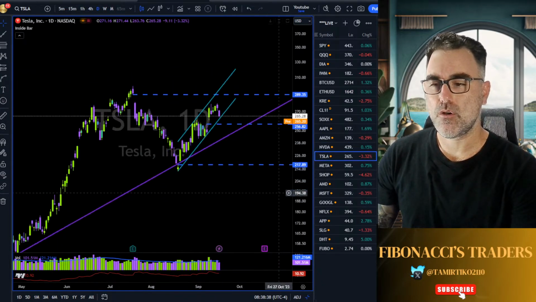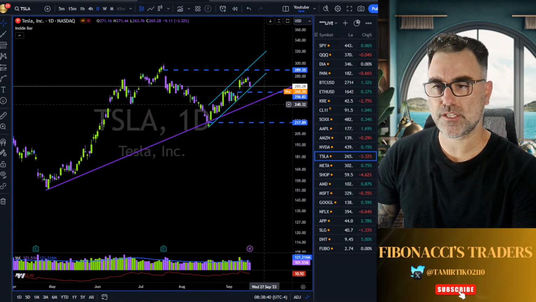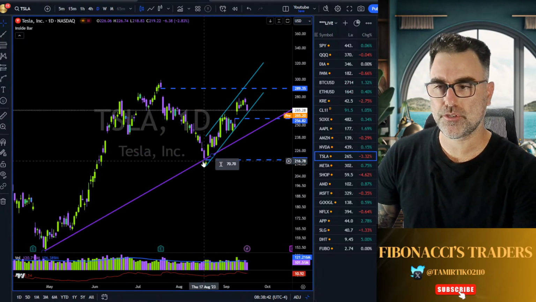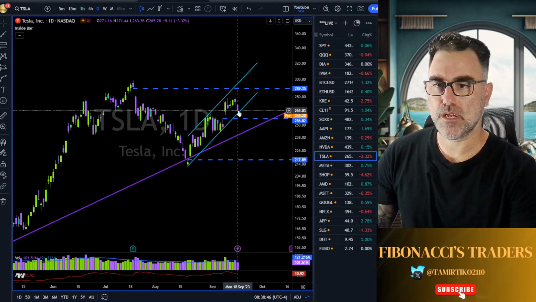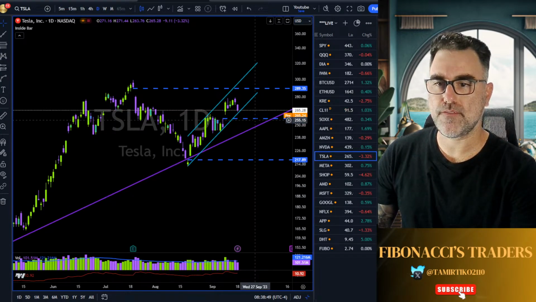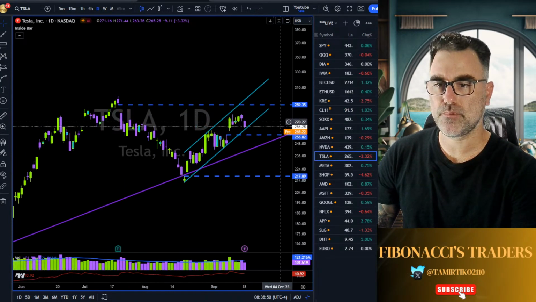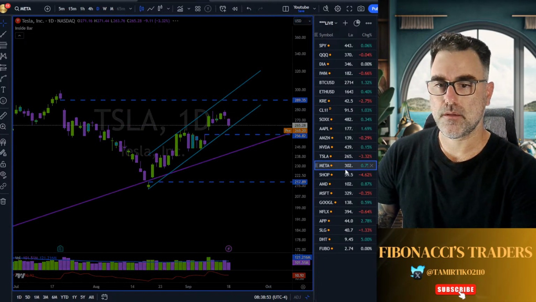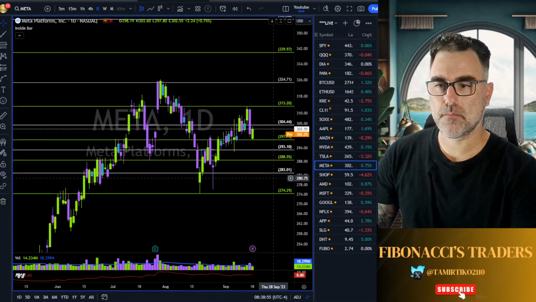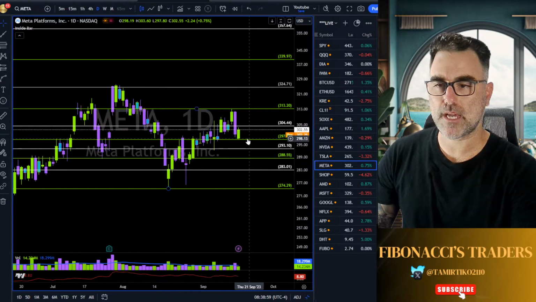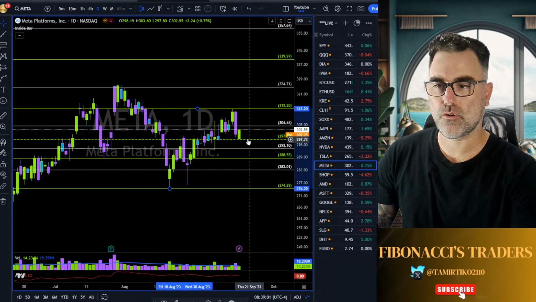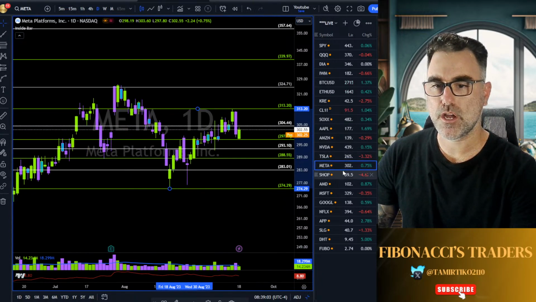Tesla, we have long-term uptrend channel. We have shorter-term uptrend channel. Below it, 255 area gap will get filled. Meta, nothing much in the past 2 weeks or so. 297 holding. Long continuation above 304.